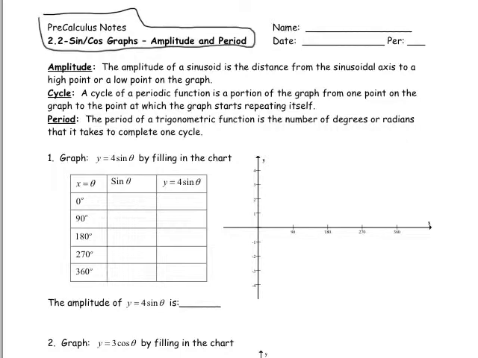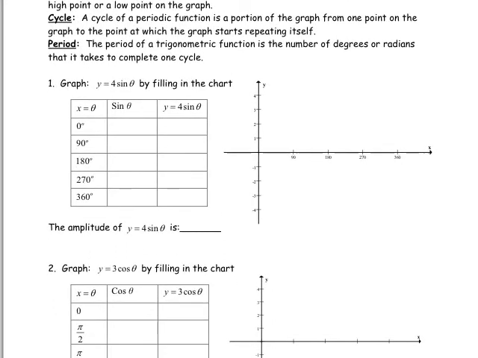What we're going to talk about today is how you can change the amplitude and the period. The amplitude of a sine graph is the distance from the sinusoidal axis to a high point or a low point on the graph. So the amplitude is how it stretches up and down. A cycle of a periodic function is a portion of the graph from one point to the point at which the graph starts to repeat itself. And then the period is how long it takes to complete that cycle. I'll go through those words again as we change them.